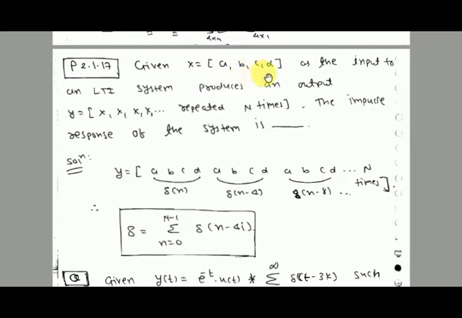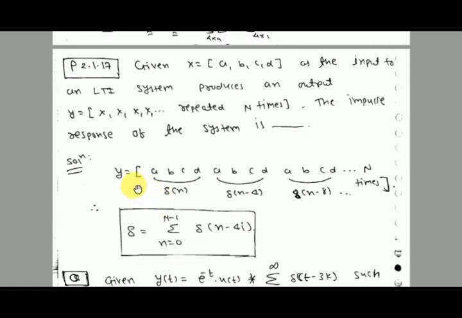Next problem: given x equal to ABCD as the input to an LTI system, it produces an output y equal to x repeated n times. You have to find the impulse response of the system. How will you find it? First, write the x value here, x is ABCD, so y equals ABCD repeated n times, so you can also write it in terms of summation.